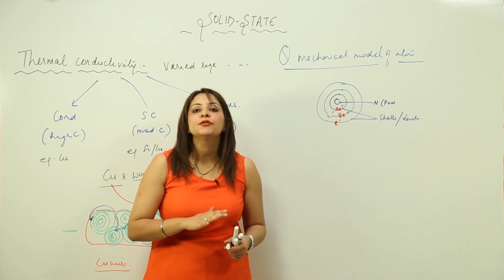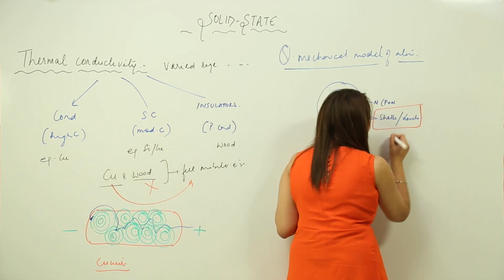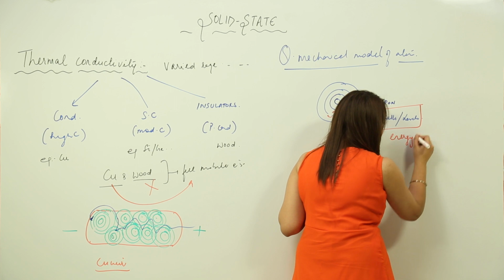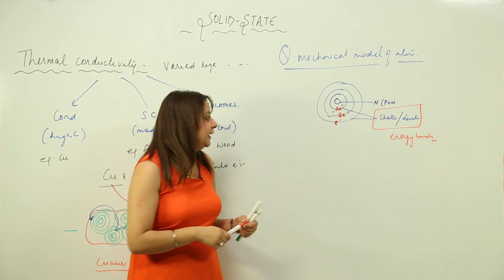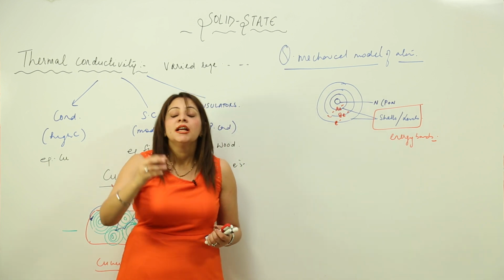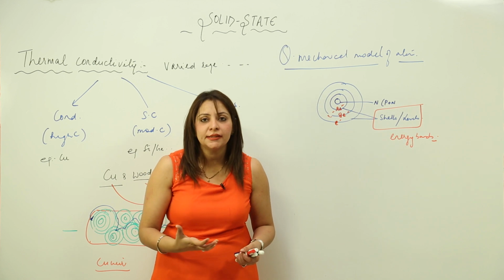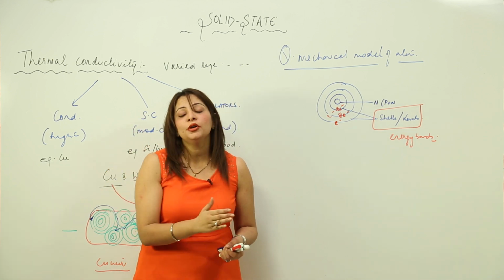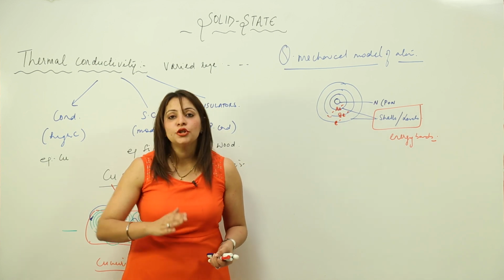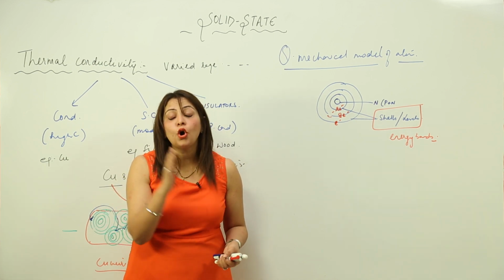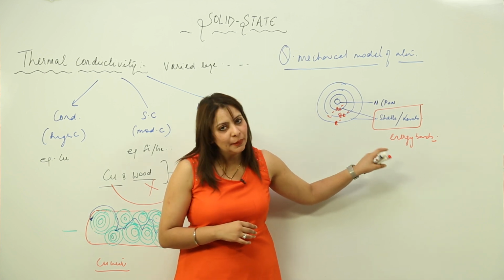Every shell has a fixed amount of energy. So we can say that these shells are actually energy bands, correct? Again, we have the atom structure: the nucleus is in the center, surrounded by shells, and in the shells the electrons are seen. When we talk about energy, every shell has a fixed amount of energy, so we can call those shells energy bands.